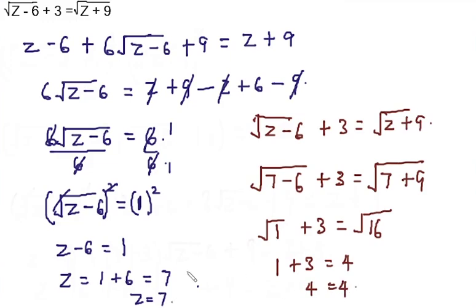Now let's move on to the next example. For the second example, I would like you to pause the video and try to solve it yourself. Before we start our analysis, I'll write out the question now. So I have square root of s minus 1 is equal to square root of 5s minus 5.